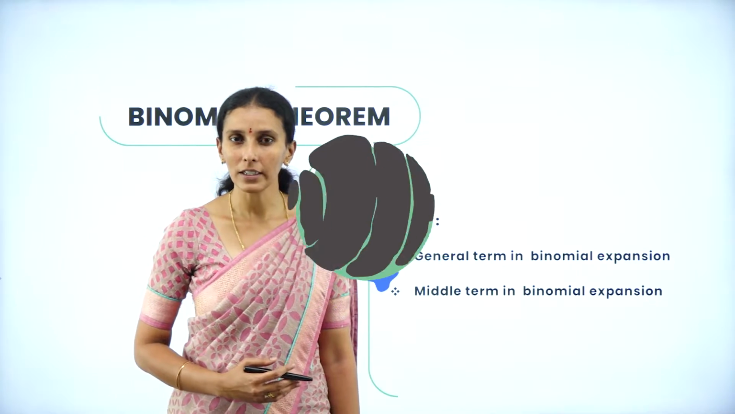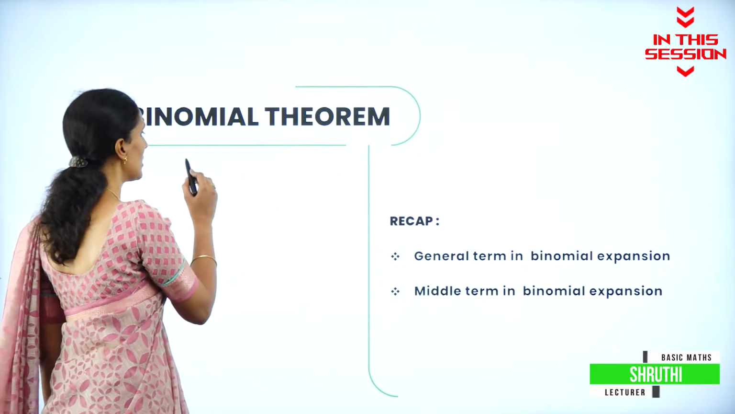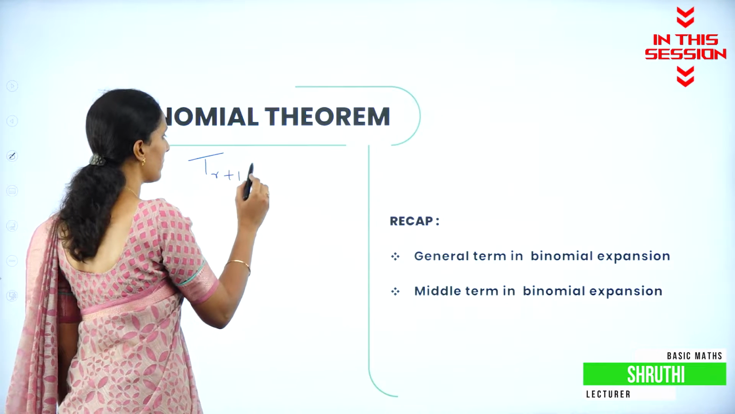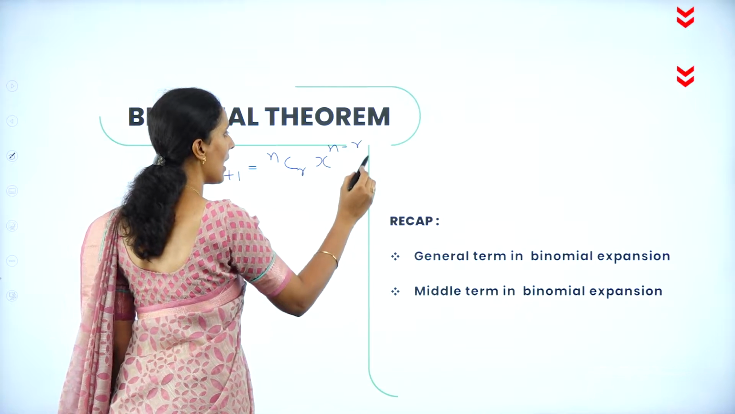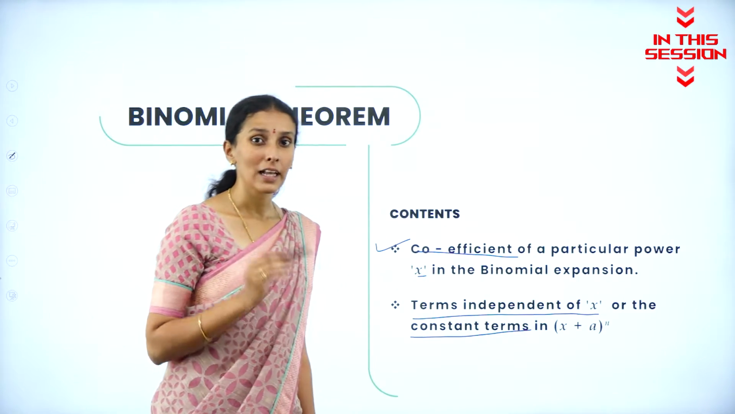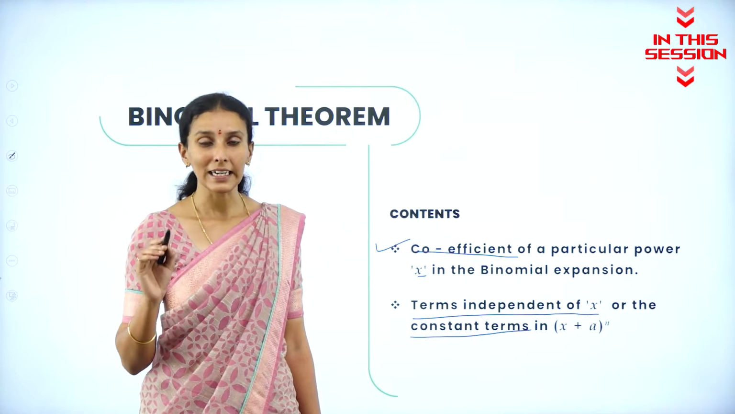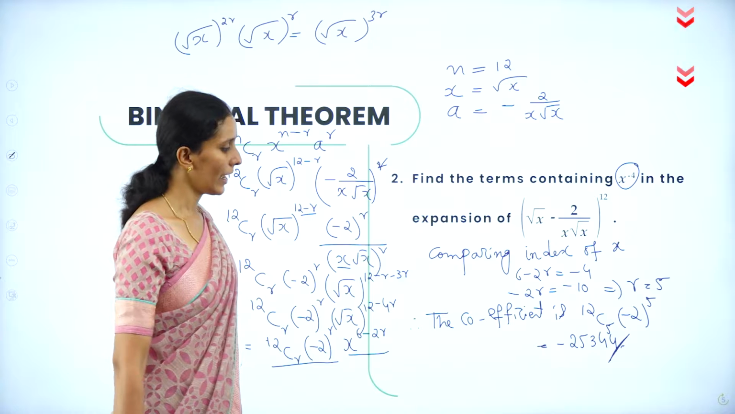How to find the general term and middle term of the expansion using a general formula, that is T(r+1) is equal to nCr x power n minus r a power r. Term independent of x means the term which does not contain x. So when you have odd powers, the value will be negative.